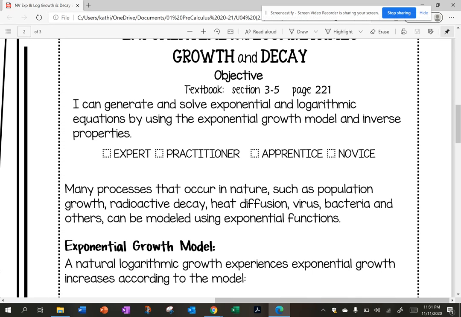If I've never heard of this before, I'm a novice. If I remember everything from Algebra 2, I'm an expert, or I'm an apprentice or practitioner in between.